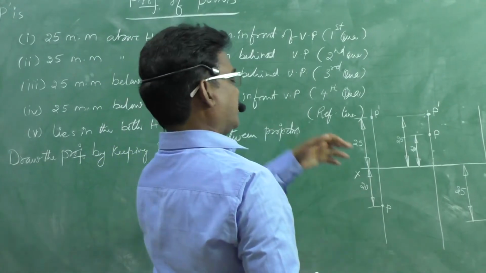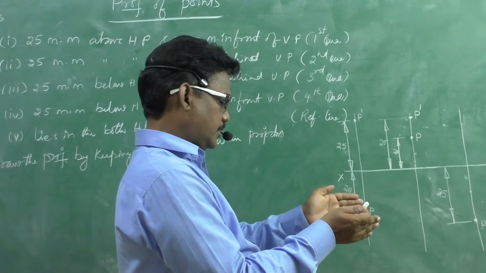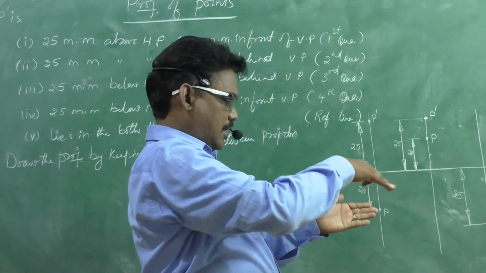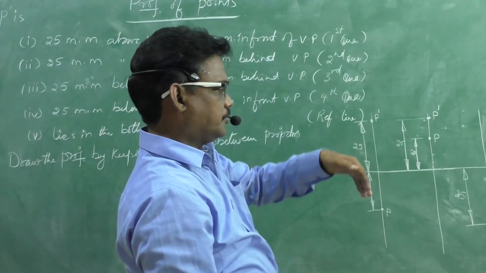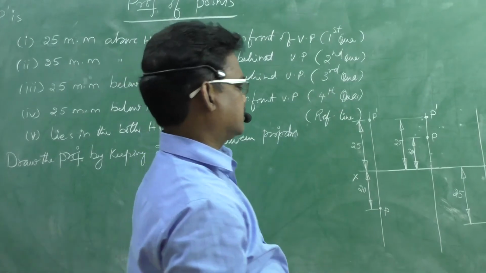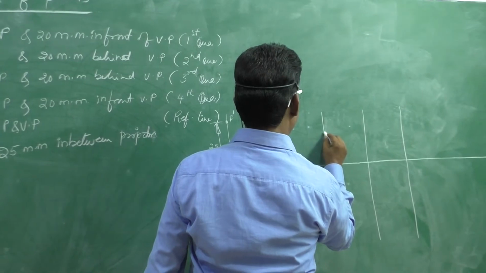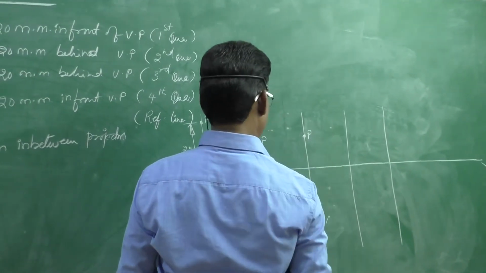Next one. 20 mm behind VP. It is below HP and behind VP. If it is behind VP, that distance we can see from the top. After the rotation of the horizontal plane, the top view will be above the reference line. Therefore, above the reference line at 20 mm, we need to mark the point. This is top view.